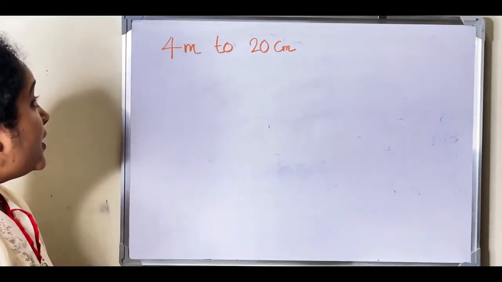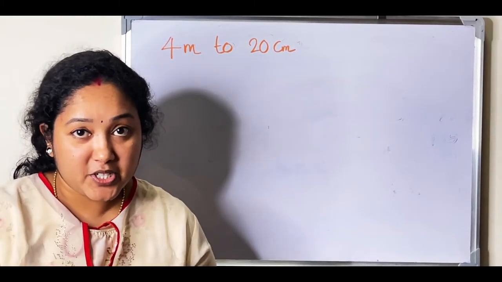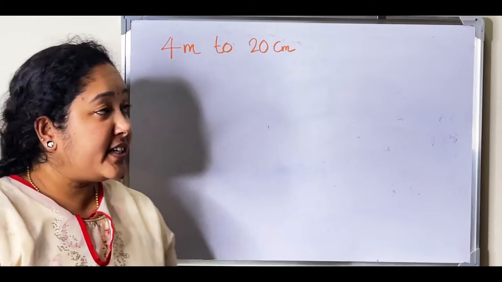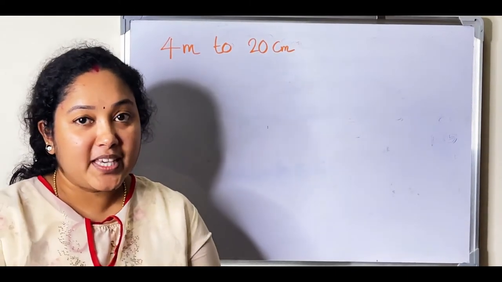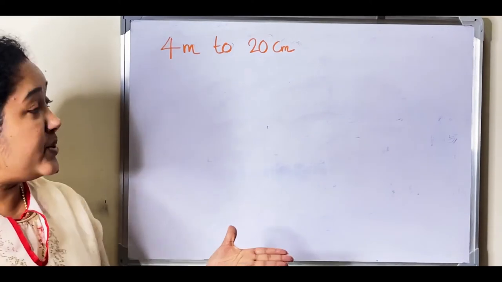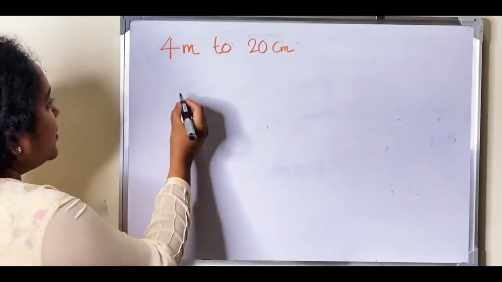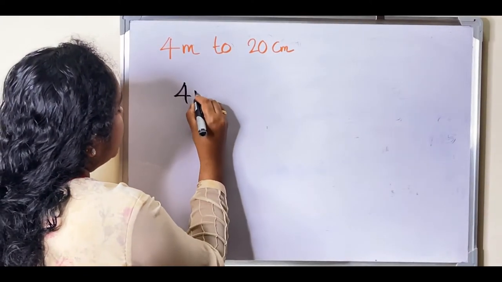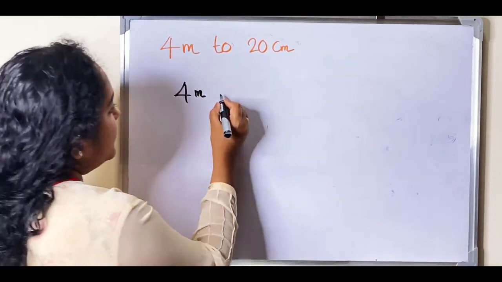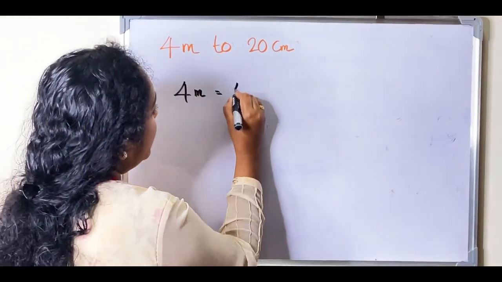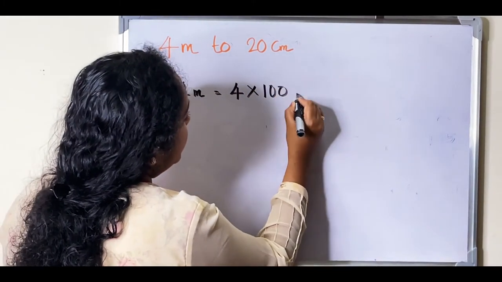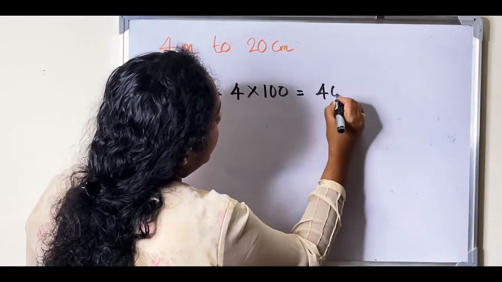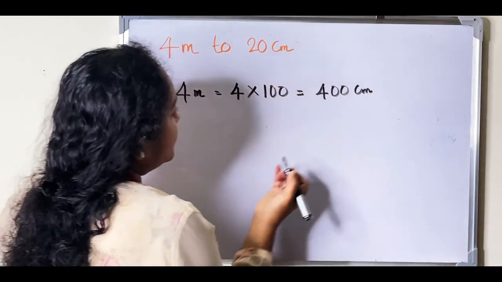Next example is 4 meter to 20 centimeter. Here the units are different. One is meter and one is centimeter. So first we convert them into the same unit. For that, meter is converted to centimeter. 4 meter is equal to 4 into 100, the power of relation is 100. So we get 400 centimeter.